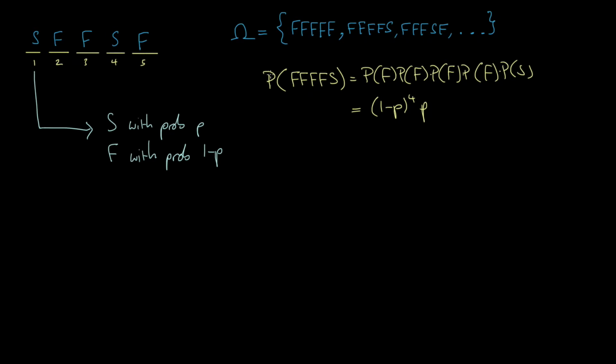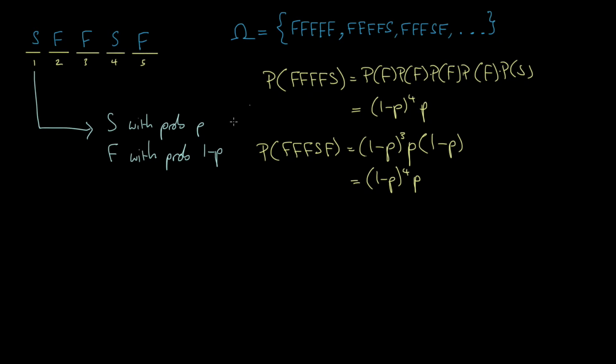Now let's compare this to the probability of getting this outcome here: F, F, F, S, F. We can see we've got 3 failures, which are independent, so we've got 1 minus P, the probability of getting a single failure, to the power of 3. We've got a success, and then we've got another failure with probability 1 minus P. But we can just rewrite this to be the same as above: (1 minus P) to the power of 4 times P to the power of 1.